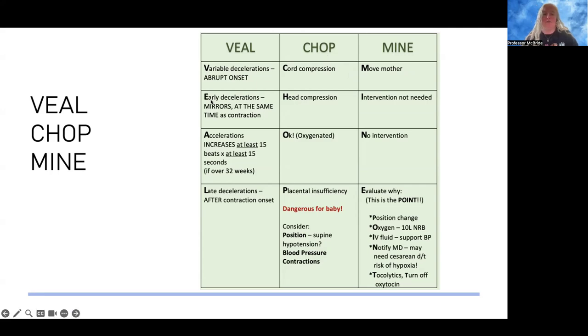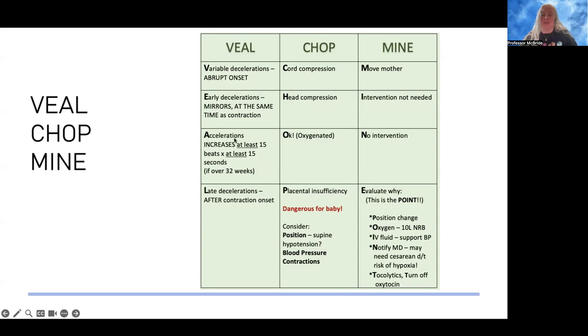Next is the E for early decelerations. Early decelerations happen because of head compression for the baby. And intervention is not needed for this. This is a normal finding. Okay, as labor progresses, there's pressure on the baby's head. It can cause early decelerations, or those decreases that happen at the same time as the contraction.